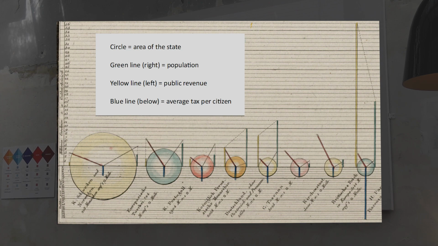Those green tangents on the upper right are people living in the states, that's the population. You see that Sweden's territory is large, but its population is small. The yellow tangents on the left are public revenues of the state. You see that Britain's revenues dwarf other states. The English were making a lot of money. And the blue lines are average public revenue contributed by citizens, and we see that the English were also paying very high taxes.